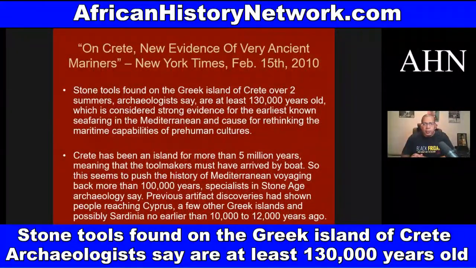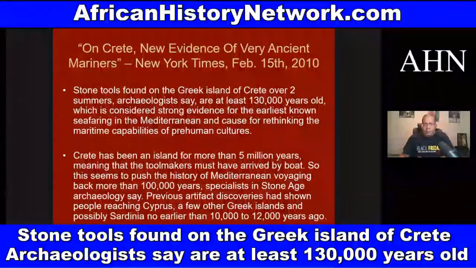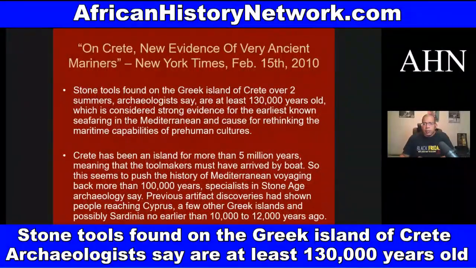On Crete, new evidence of very ancient mariners. On February 15th, 2010, this article came out in the New York Times science section. It deals with a discovery made over the course of two summers. Stone tools found on the Greek island of Crete, which archaeologists say are at least 130,000 years old, are considered strong evidence for the earliest known seafaring in the Mediterranean and call for rethinking the maritime capabilities of pre-human cultures.